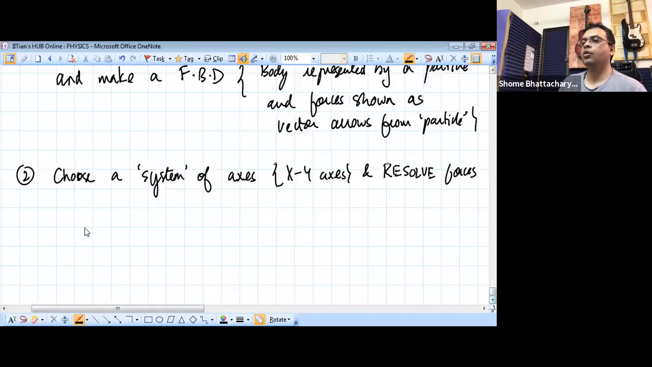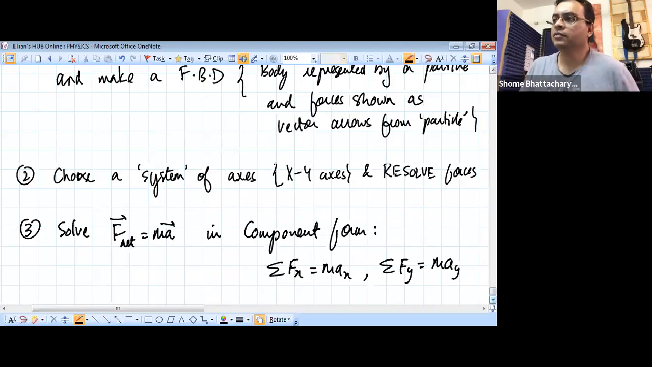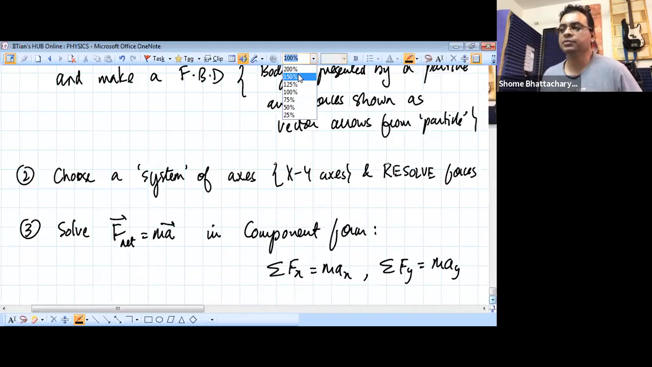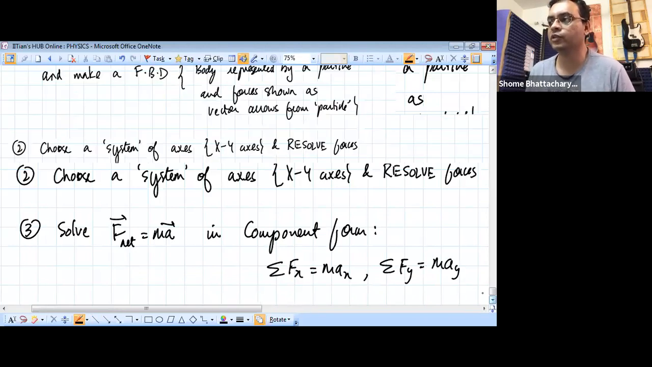And the final step, solve Newton's second law in component form. Summation Fx is equal to mass into x component of acceleration. Summation Fy is mass into y component. So you'll see that we've applied all these same steps systematically to the various different parts of the questions that we solved today. Okay. And this is what we have to learn to do with each and every problem that you are solving from here.